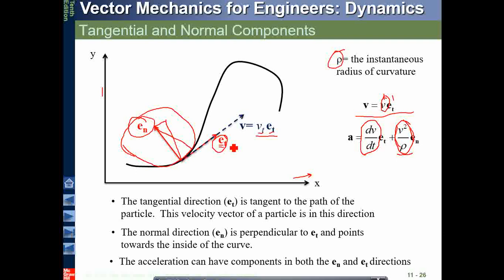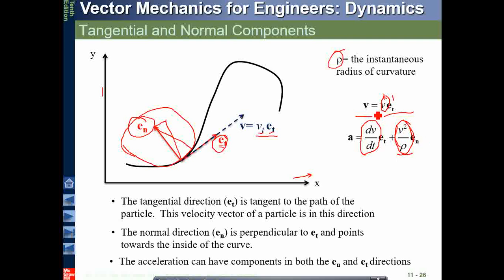You might have seen a centripetal velocity or a centripetal acceleration. So what will be the centripetal acceleration? It will be dv by dt, the centripetal one. Sorry, the centrifugal one. The centripetal one will be inside. So v square by rho will be the centripetal, and dv by dt will be the centrifugal component.